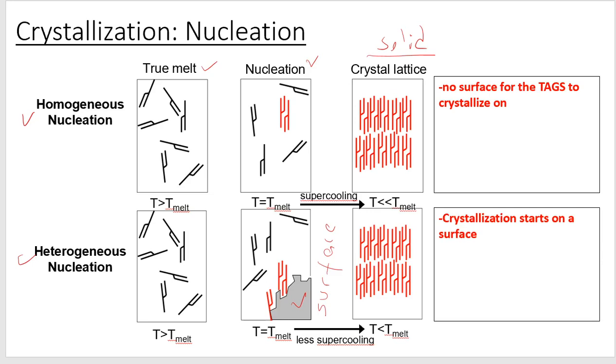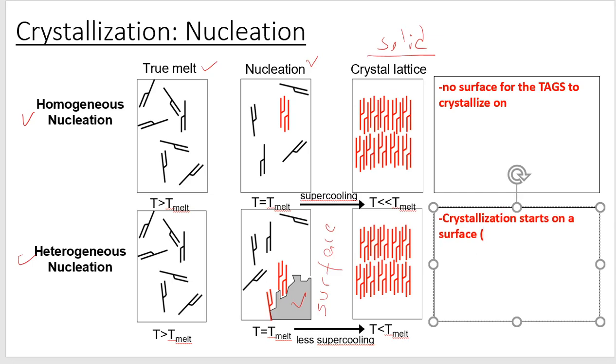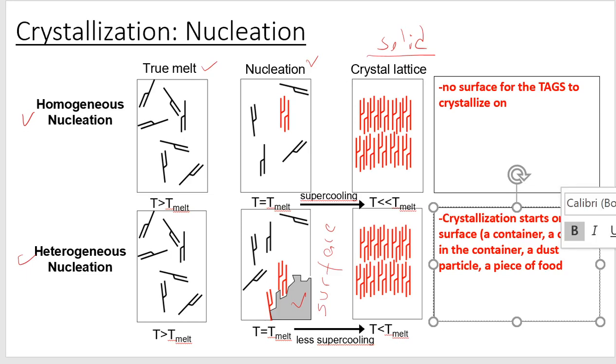Crystals start to form on that surface. So what do we mean by surface? This surface can be the container of the lipid, maybe a crack in the container, or a dust particle, or a piece of food. Just a surface to initiate the crystallization.